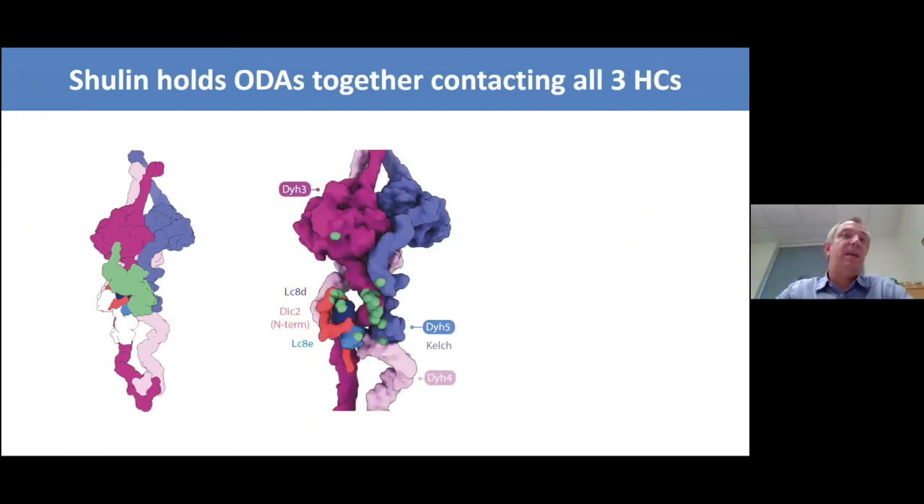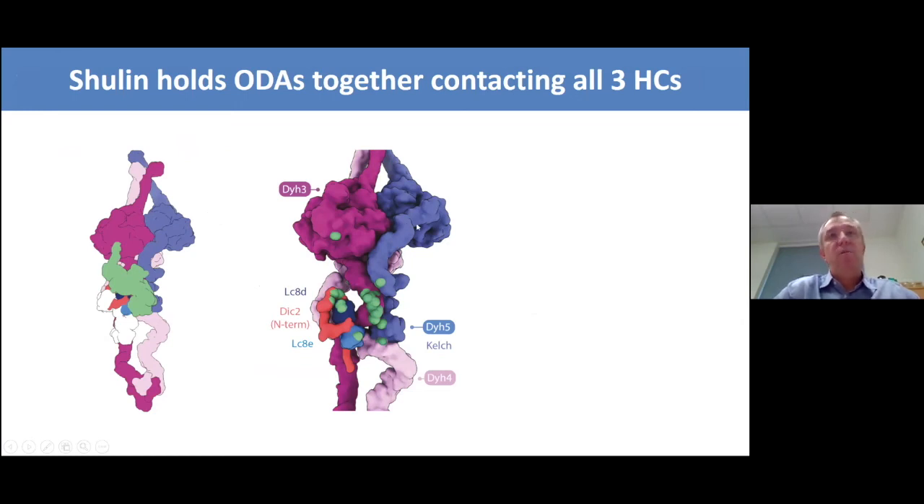Now, the stabilization occurs because the Shulin binds to all of the different chains. It makes contacts to DYH5, DYH4, although these are pretty minimal. And then it makes really extensive contacts with the DYH3 chain in the center. And so part of its role here is just to hold all of these chains together, which then stabilizes other contacts up in between the motor domains.